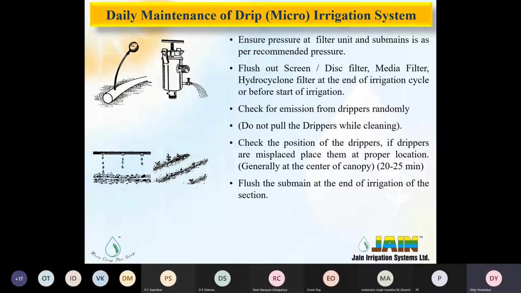Under daily maintenance, in this photograph you can see what is done. Pressure has to be checked at the filter and at the submain level. Then flush out the screen, disc filter and hydrocyclone filter. Check the emission from the dripper randomly, that means whether water is coming out of the dripper. Do not pull the dripper or hit it, or use any sharp object like a knife or needle to clean the dripper.